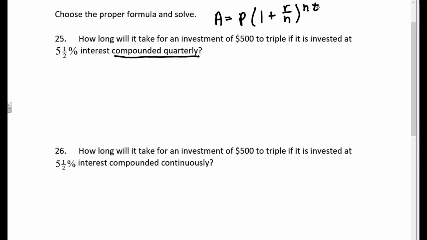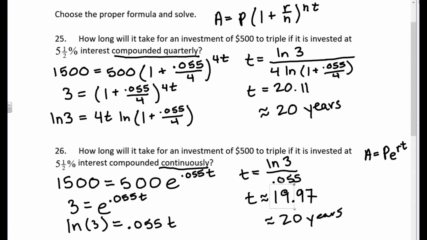Whereas down here, how long would it take for an investment of $5,000 to triple if it is invested at 5.5% interest compounded continually? That means you're going to use your continuous interest formula, A equals Pe^rt. So guys, go ahead now and try these two problems on your own. All right, guys, go ahead and check your answer.